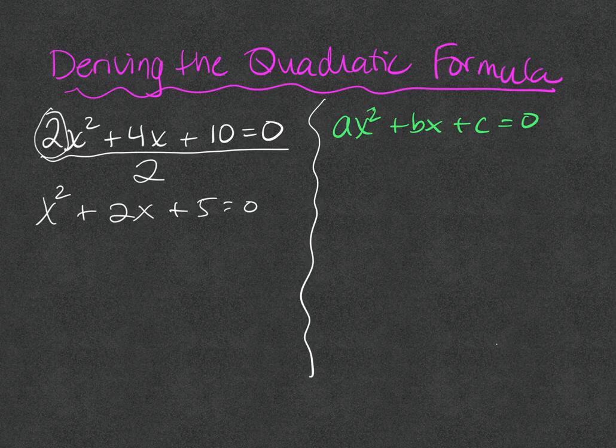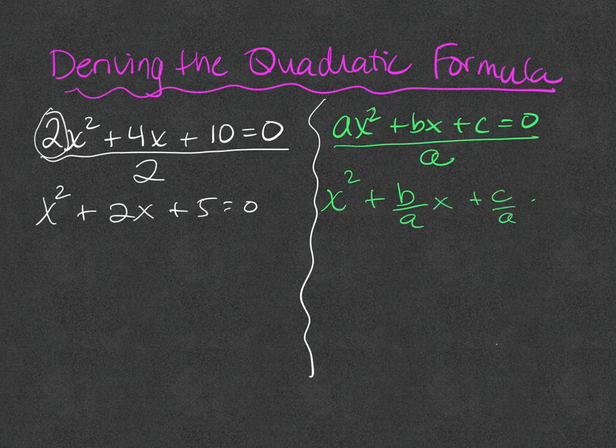On the one on the right in the green, I would have to divide everything here by a, which would leave me, it's not going to be as pretty as the one in white, but it would leave me with x squared plus b over a x plus c over a equals 0. We're going to leave everything just in terms of variables on the one on the right.